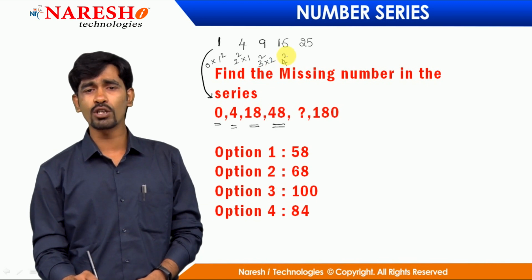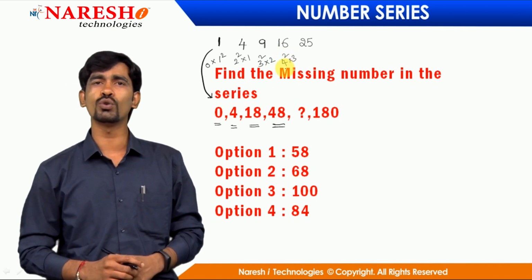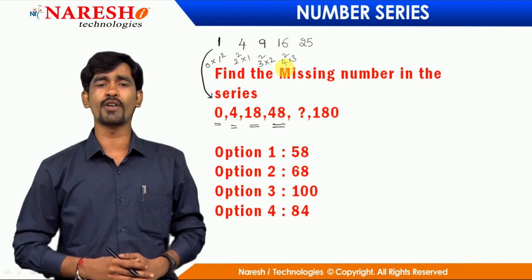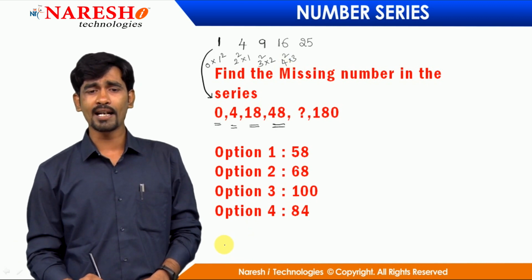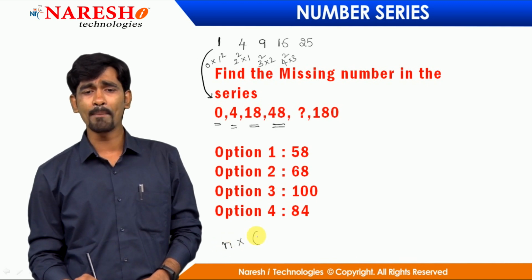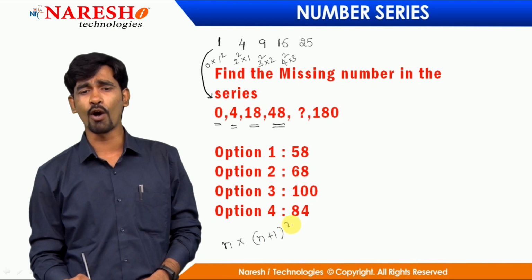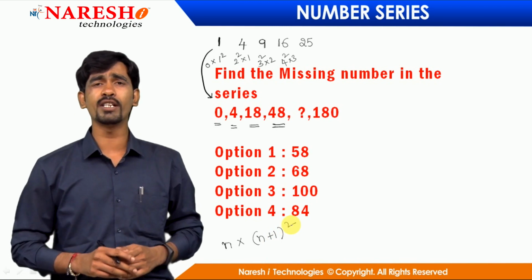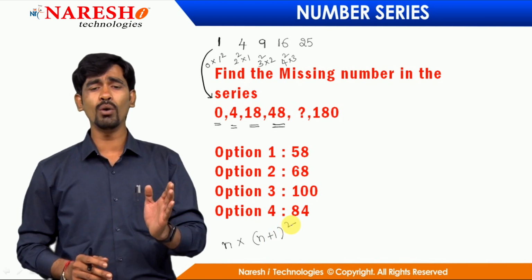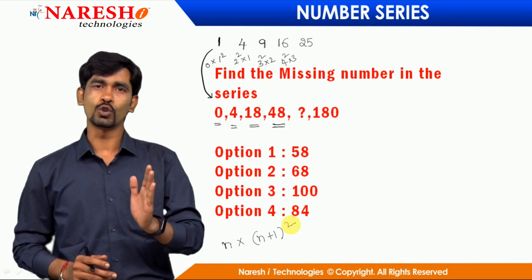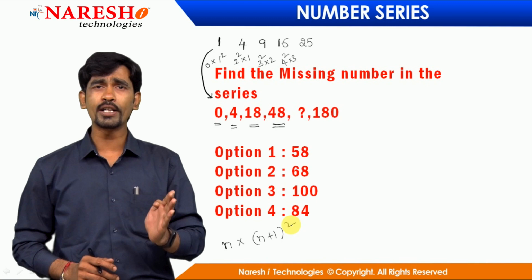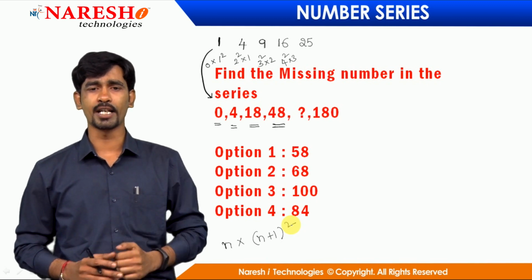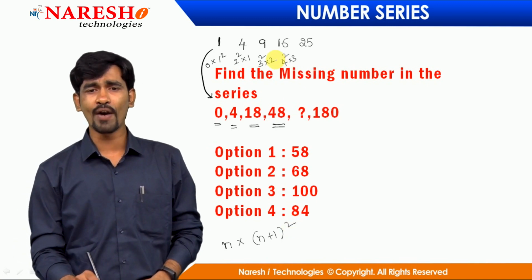4 square into 3, 16 into 3 is 48. What is the next term is the question. That means I am able to understand that the pattern of the question is they are just taking n into n plus 1 whole square. This is a pattern which is followed, and where n value is starting with 0. So 0 into 1 square, 1 into 2 square, 3 into 4 square, 4 into 5 square should be your answer choice. So what is 4 into 5 square?